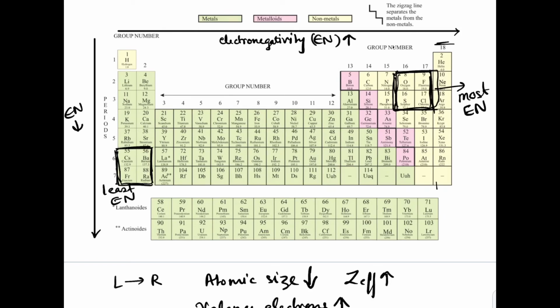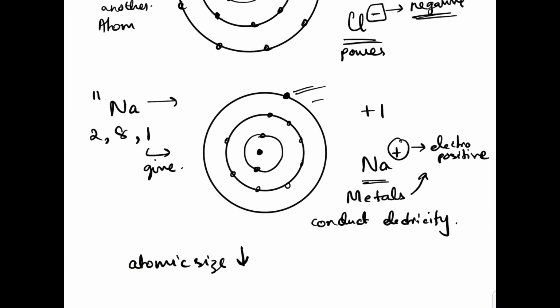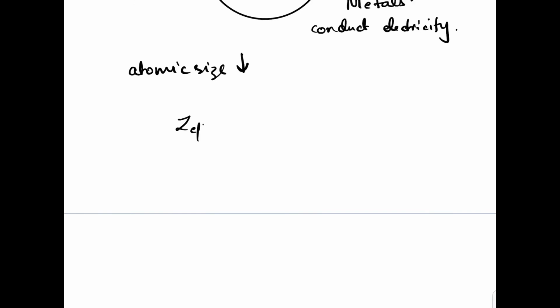So as you can see, as I'm going from the bottom left to the top right of the periodic table, my electronegativity is increasing, while as we saw in the earlier videos, the atomic radius is decreasing. So electronegativity is inversely related to the atomic radius. When the electronegativity is increasing, that is because the atomic radius is decreasing, and that is because of the effective nuclear charge.